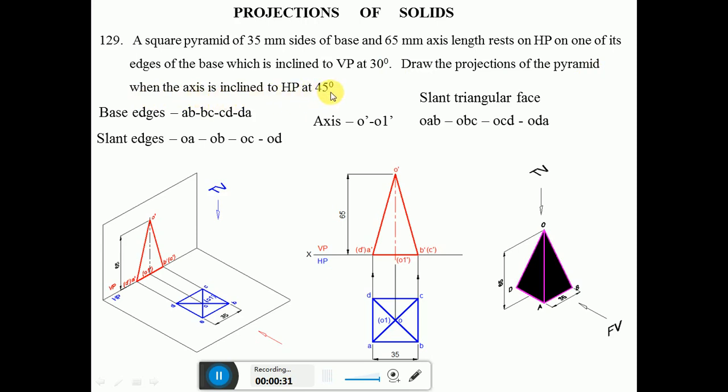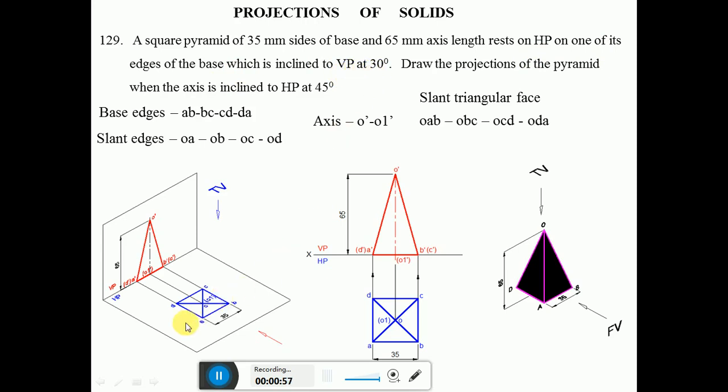So here, since it is a square pyramid resting on HP, obviously we have to start the problem from HP, that is from the top view. It rests on one of its edges of the base, so the edge which is resting on HP has to be perpendicular to VP. This is the condition which we have seen even from the laminas also.